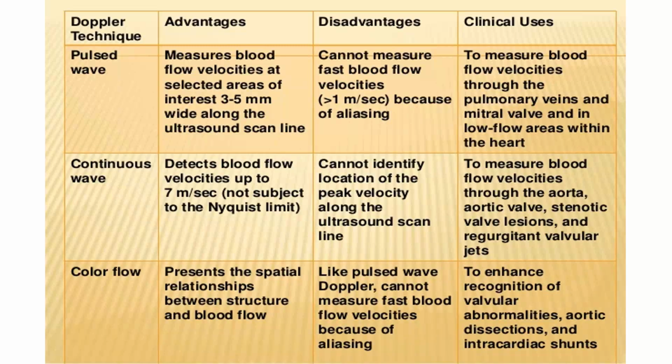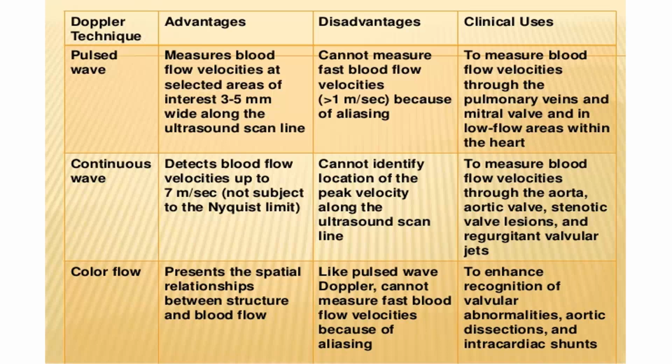This is a tabular representation of the three main Doppler techniques. The pulsed wave can measure blood flow velocities at any area, but cannot measure fast flowing blood. Its clinical uses are to measure blood flow velocities through the pulmonary veins, in the mitral valve, and in low flow areas within the heart. Whereas a continuous wave can detect high velocities but cannot identify the location of peak velocity. This is used to measure blood flows through the aorta, aortic valve, stenotic valvular lesions, and regurgitant valvular jets.